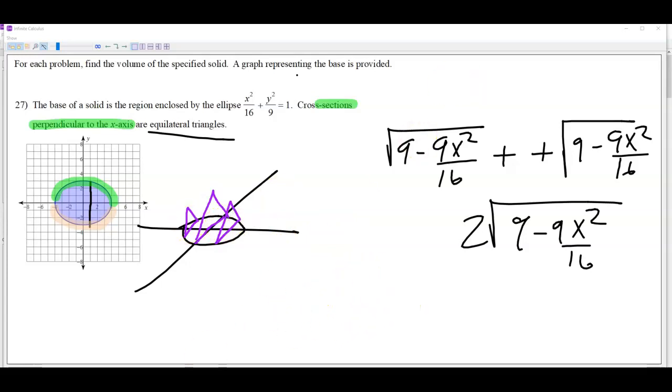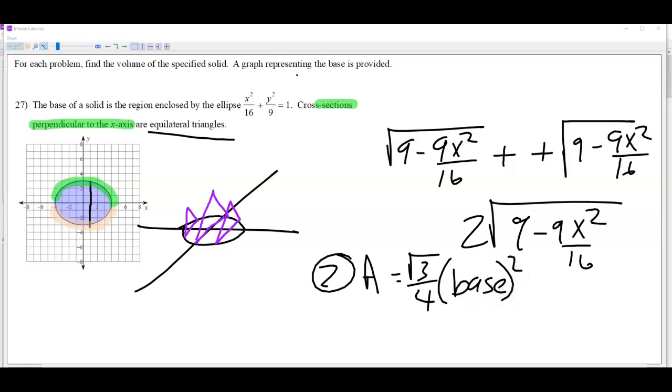Now in step 2, to find that area, I gave you guys a formula for the area of an equilateral triangle. The formula for the area of an equilateral triangle is going to be the square root of 3 over 4 times the base squared. Okay, and so that's going to be the square root of 3 over 4, and the base is, as you guys know from step 1, 2 times 9 minus.